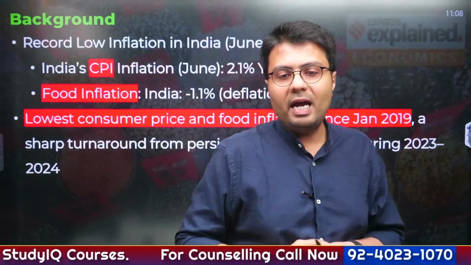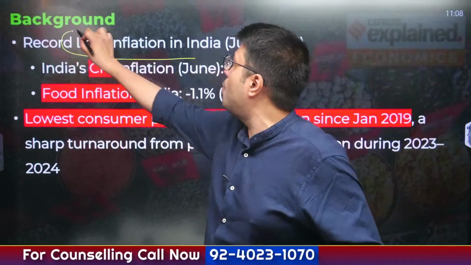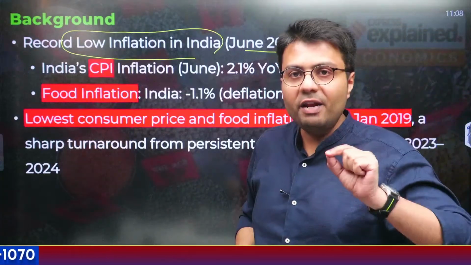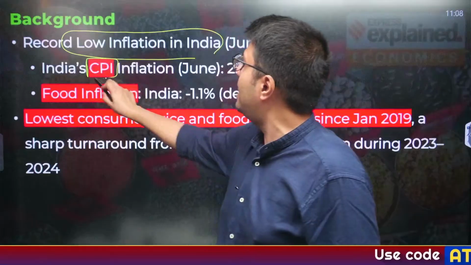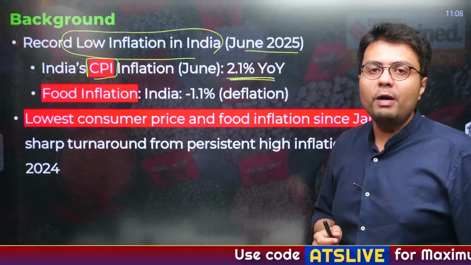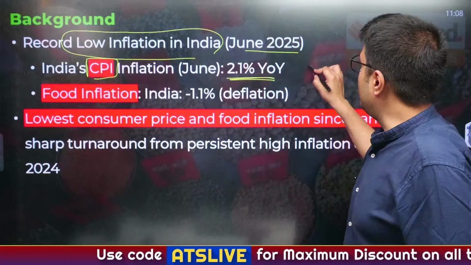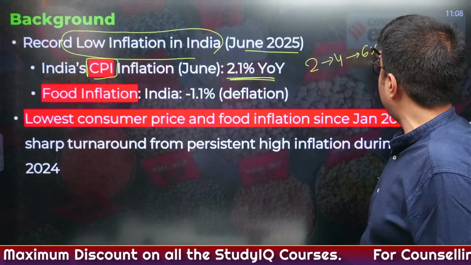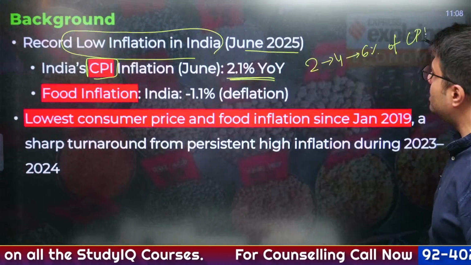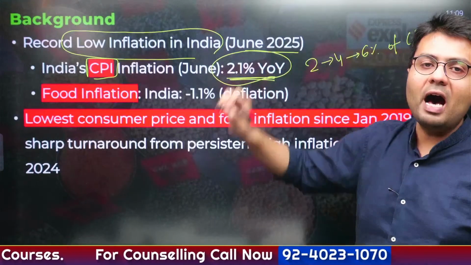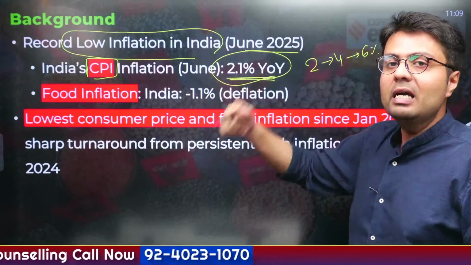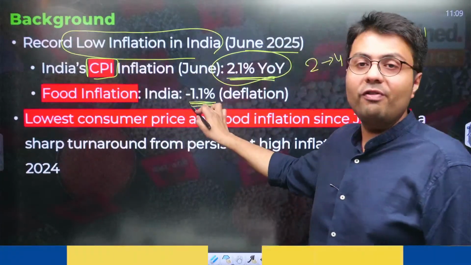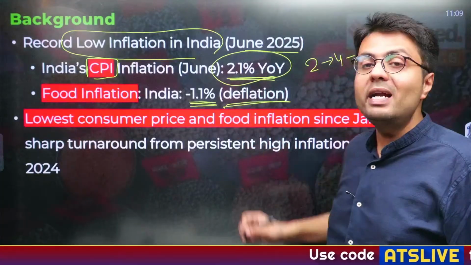It basically says that India witnessed a record low inflation in the month of June 2025. India's retail inflation is measured by the consumer price index, and it showed only 2.1% inflation. And you know the drill: RBI wants to keep inflation between 2 to 6% of CPI. So this is the very lower zone where the RBI wants inflation to be, right? And when you consider food inflation, it is showing negative inflation. Negative inflation is also called deflation.